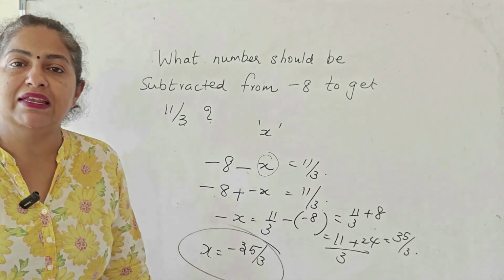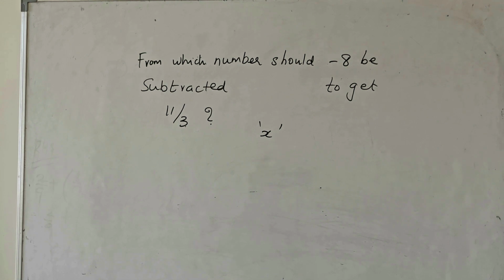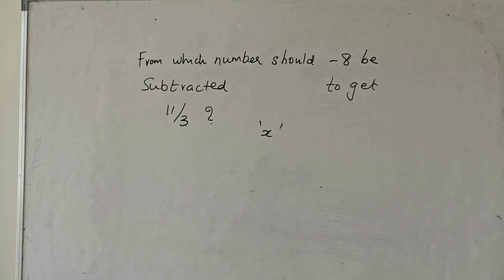So that is minus 35 by 3. Now I have made a slight change in the question. From which number should minus 8 be subtracted to get 11 by 3? Okay. Now let us see how we can do this particular sum.